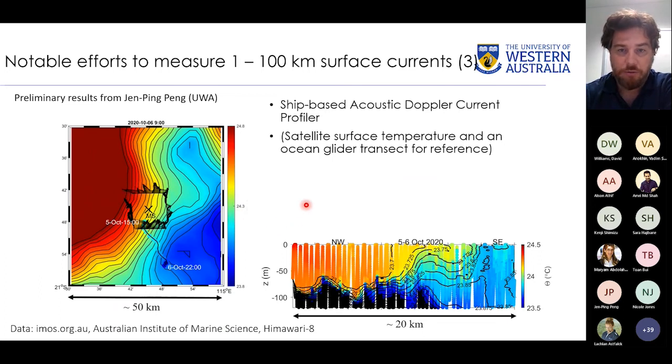And this data coincided with ocean glider data, so that gave a picture of what's happening beneath the surface in terms of the tracer field as well. What you see as the glider moves across the front, going from east to west, is that this layer here, this thermocline, shoals towards the surface as you move across the front. And this all has velocity structure associated with it as well.